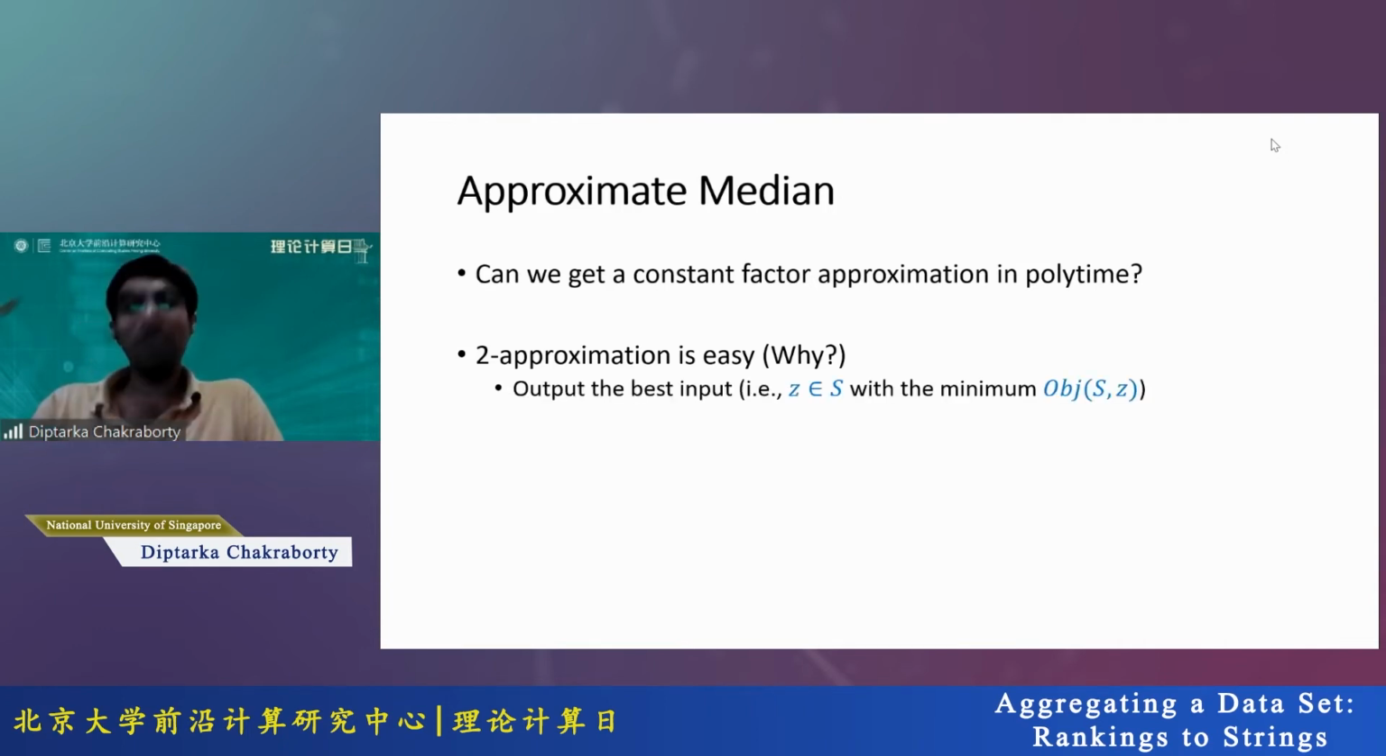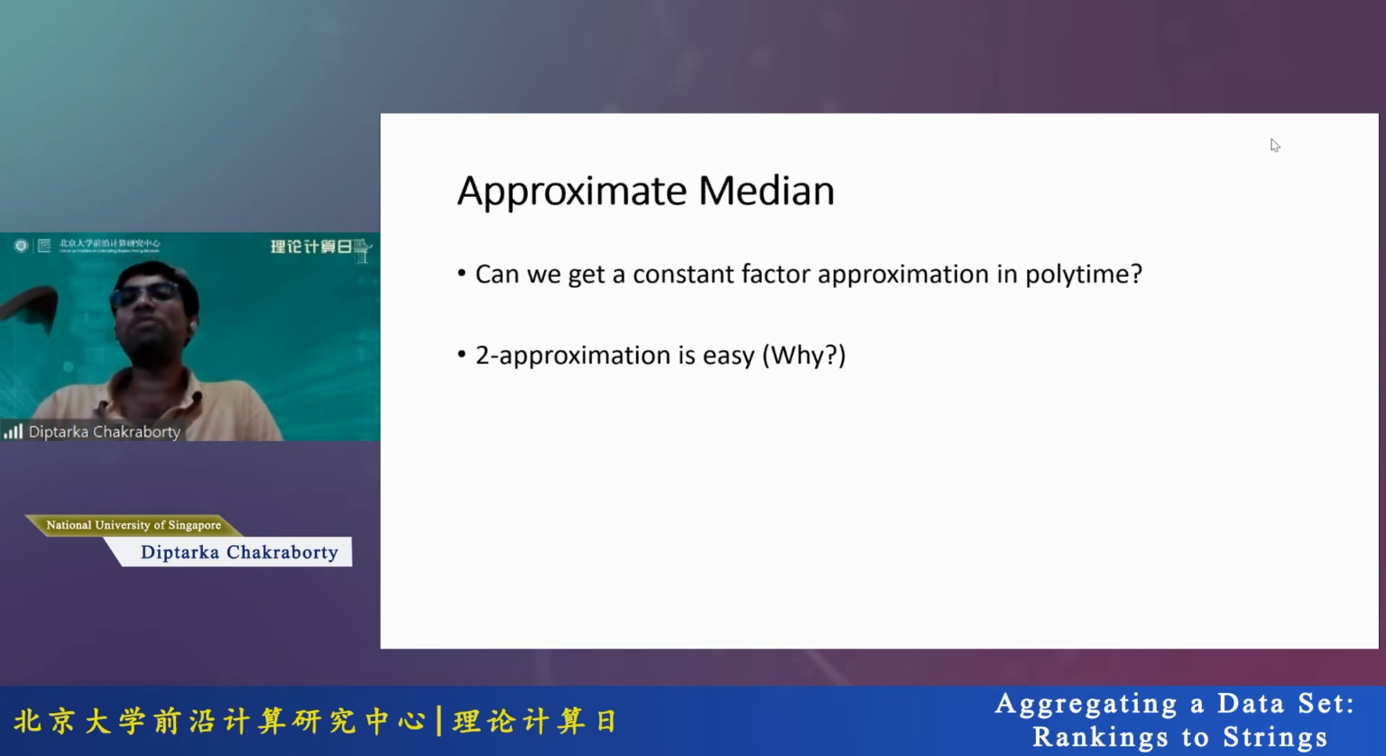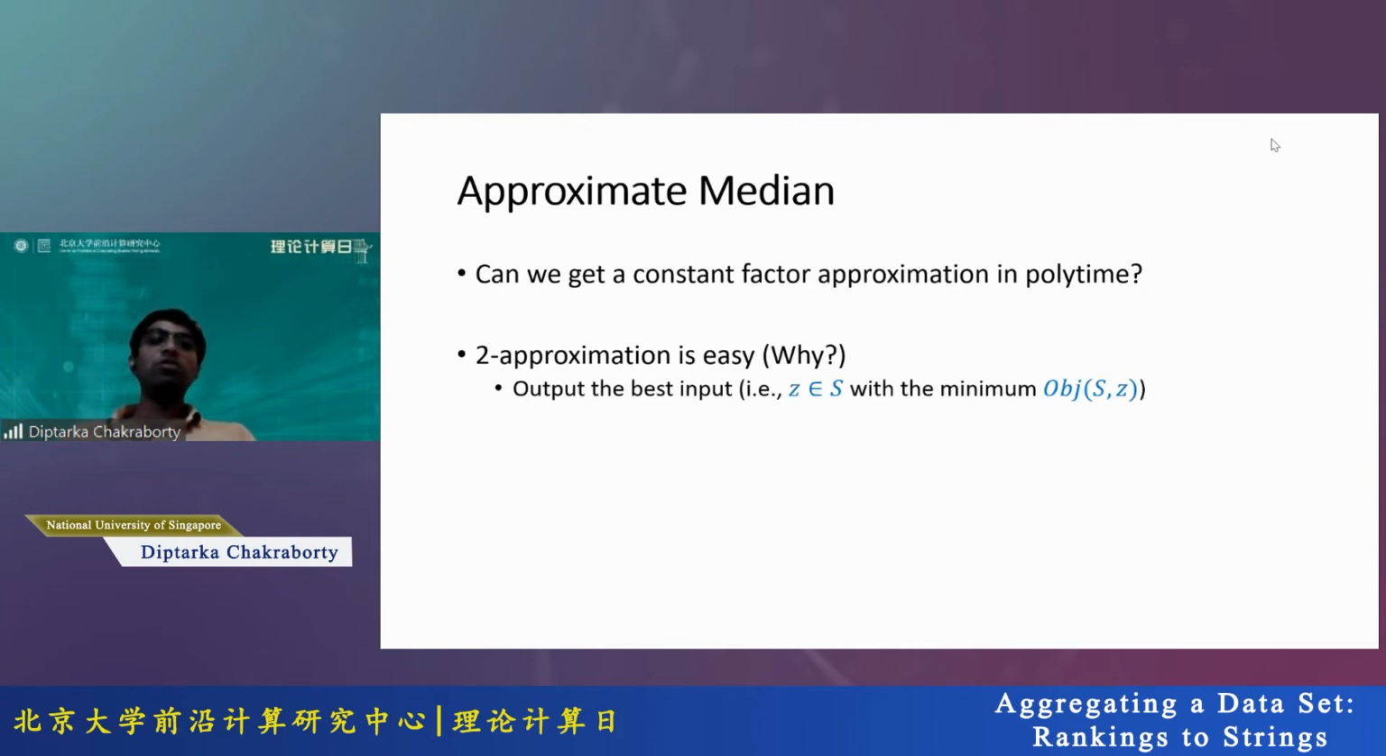Okay, so here is what we can do. If you recall, in the median question we wanted to find this median string or approximate median string, which need not be from my input set. So they can come from the ambient space, and that is where the difficulty comes in. So now let's try to only look into the input space, and try to find the best input that minimizes this objective function.